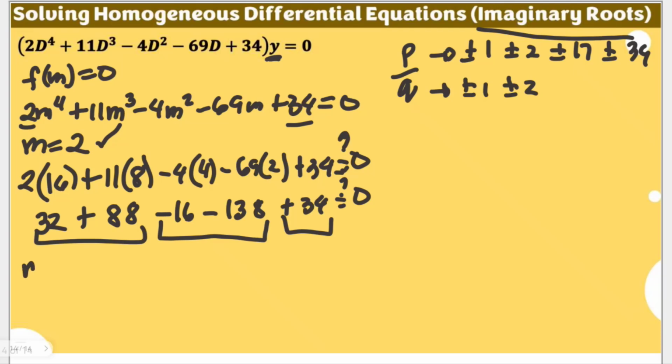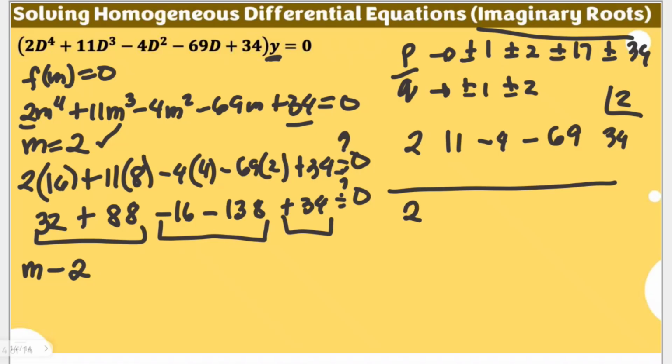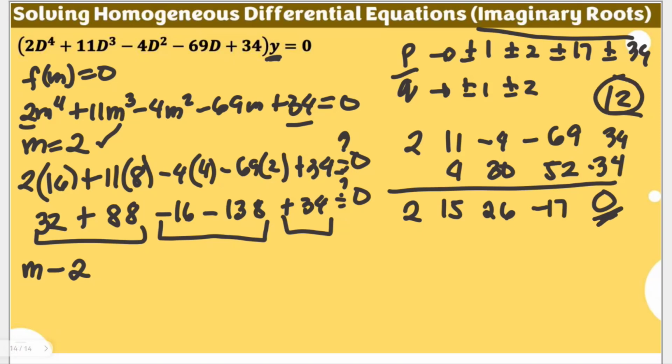Hence, our first factor is m minus 2, where c is 2, which we'll be using later on in our synthetic division to look for the other factors. So you have here 2, 11, minus 4, minus 69, positive 34, and your c is 2. That's your first root. So you have 2 here. 2 times 2 is 4. That's 15. Times 2 is 30. You will have 26 here. Times 2 is 52. Yes, this is negative 17, times 2 is 34, minus 34, 0. This is an indication that this is really a correct root. So you have a 0 remainder.